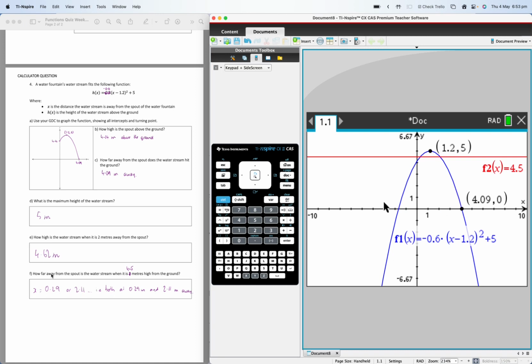Now, if it said, how far away from the spout is the water stream when it is first 4.5 meters away from the ground, then you could get away with just the 1 point. But it doesn't say that, so you need both.